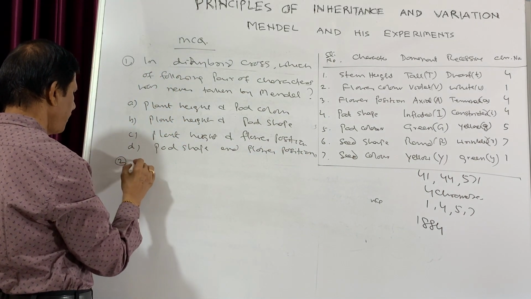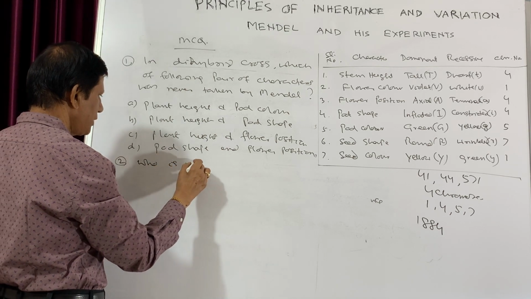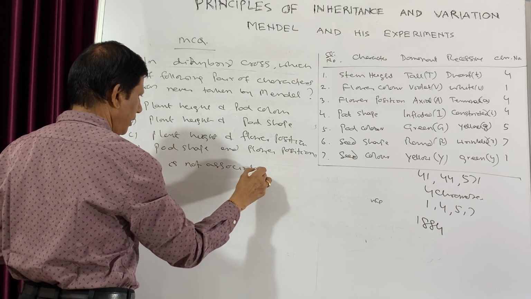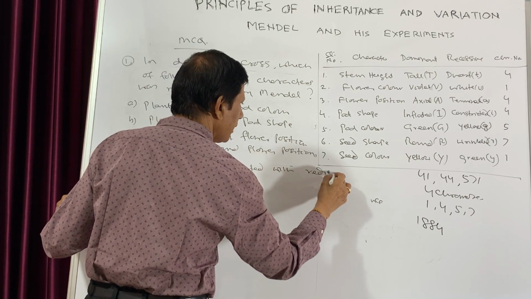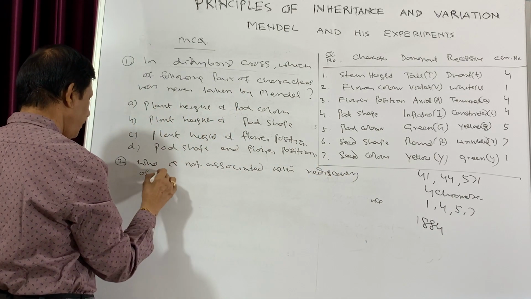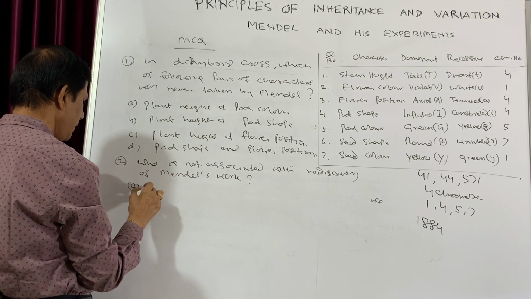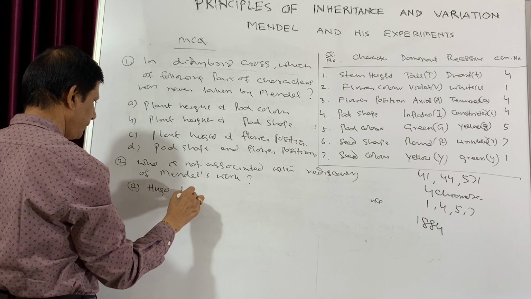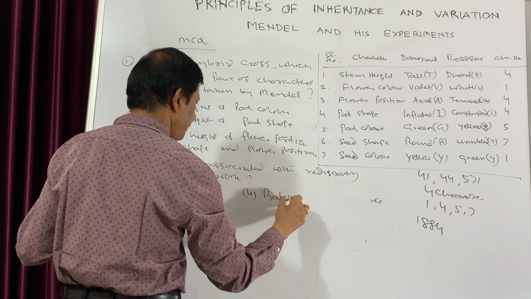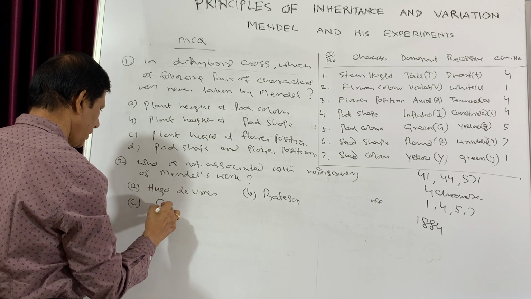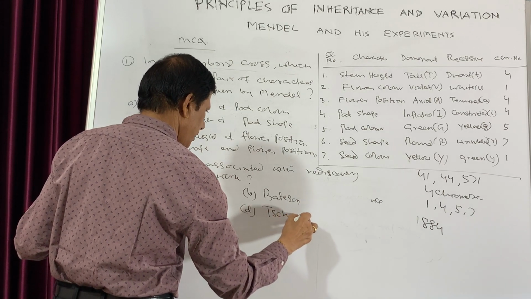Now come to the second question. Who is not associated with the rediscovery of Mendel's work? One choice is Hugo de Vries, then B choice Bateson, third choice Correns, and fourth choice Tschermak.